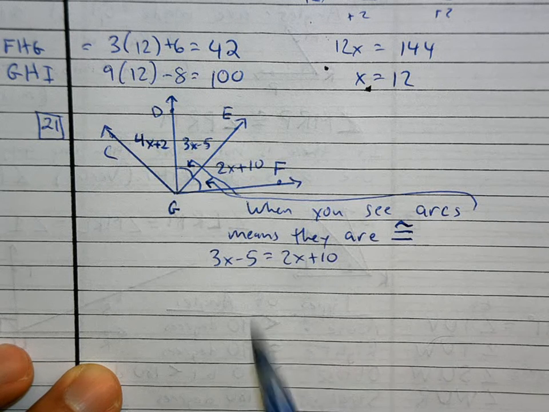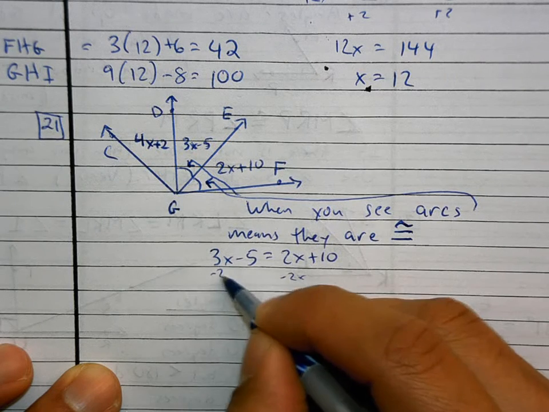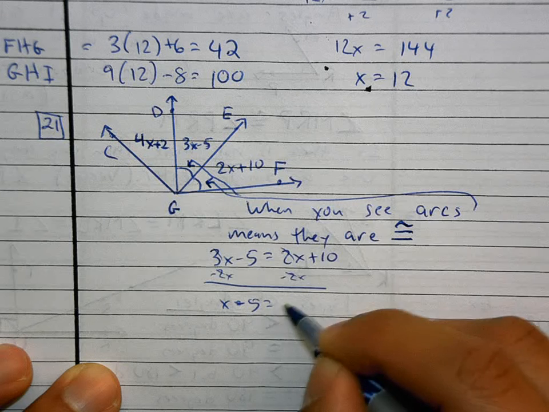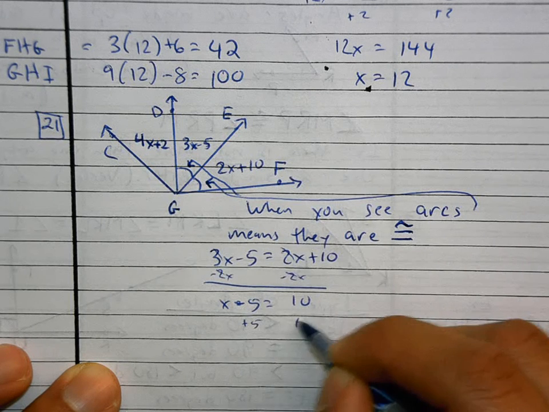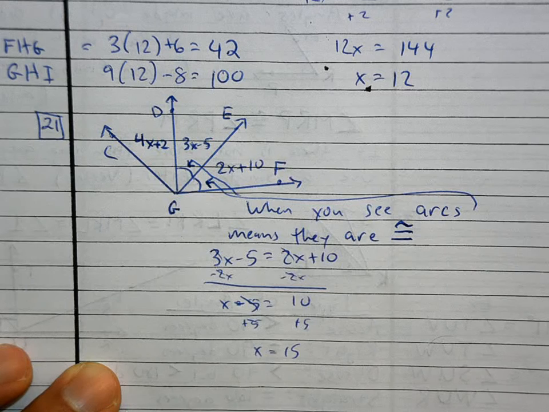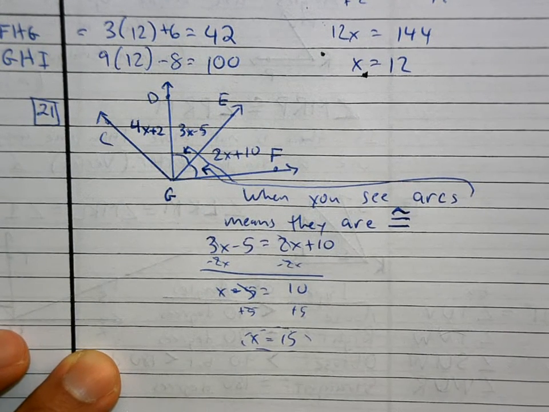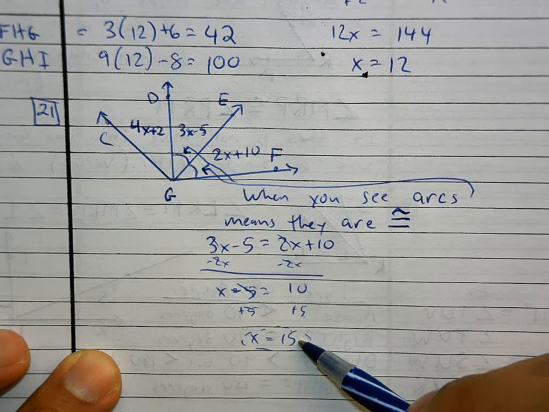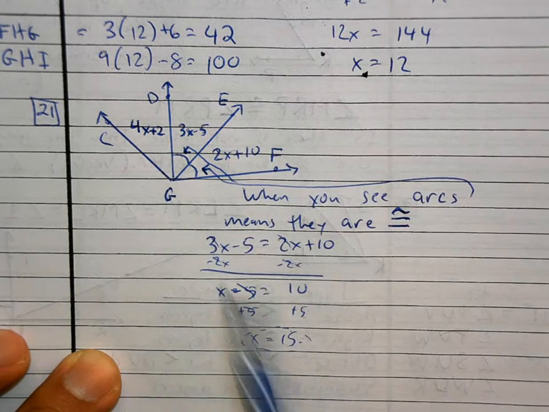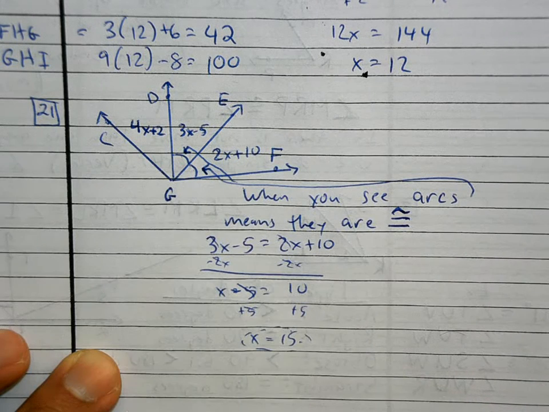So now that you know that, I can subtract 2x and get x minus 5 equals 10, and you can add 5, and you can get that x is 15. It does not say stop when you get x. It actually asks you to find the angle measures and check your work. So if I know this is 15, I can plug it back in and find out what this angle is. 2 times 15 plus 10.